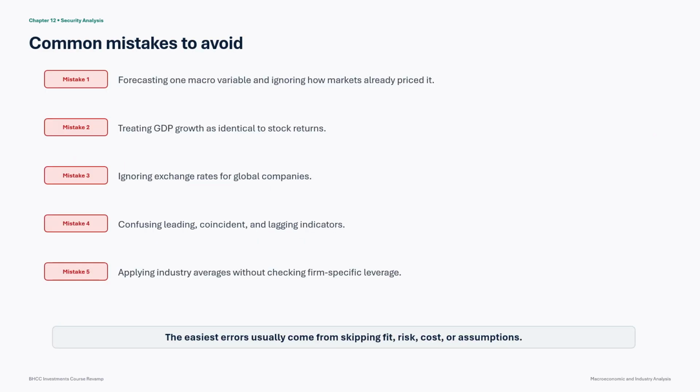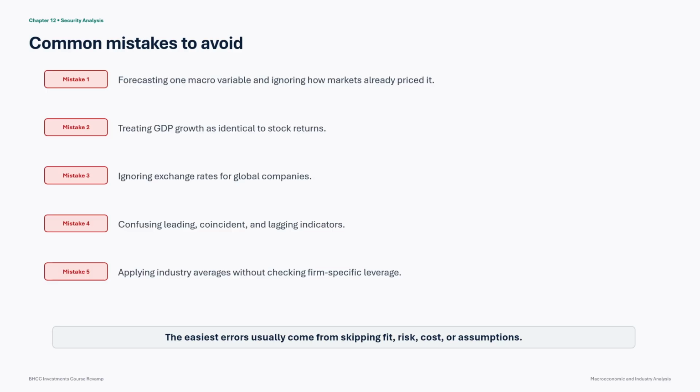This slide highlights 5 common mistakes. Mistake 1 is forecasting one macro variable and ignoring what the market already priced. An investor may correctly predict lower inflation, stronger GDP, or a rate cut, and still lose money because the consensus expected an even larger change. Investment returns depend on the gap between outcome and expectation, not simply the direction of the headline.